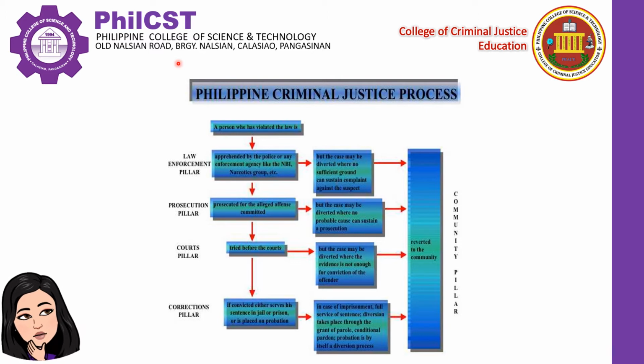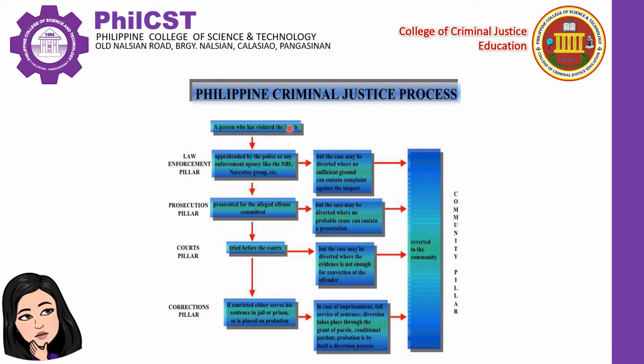So, since this is the diagram of the CJS, then meron itong mga pillars. Ano yung mga pillars na yun? We have the law enforcement pillar, the prosecution pillar, the courts pillar, and the corrections pillar. Ma'am, bakit apat lang? Because the community pillar is in here. So, this is the community pillar. Pag-aaralan natin ito ngayon.